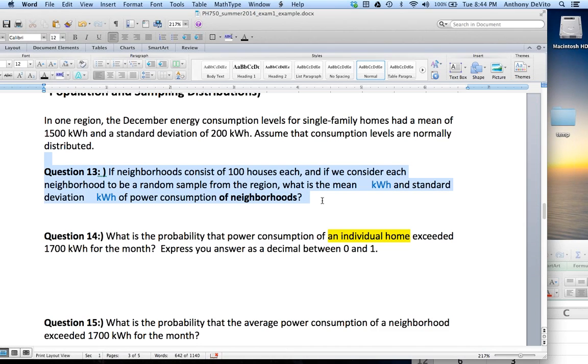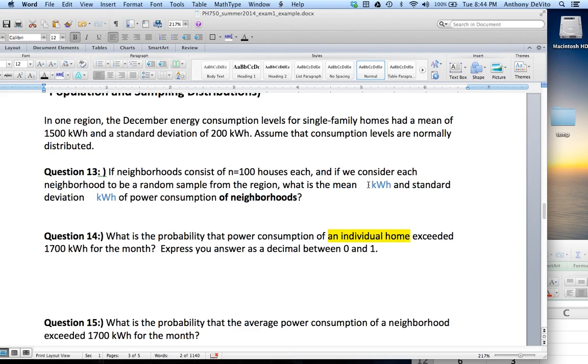So now this is a little bit tricky the way that this is worded. I'm hoping that it won't be quite as tricky as this tomorrow. But what they're saying here is the whole entire area, let's say state, has a mean of 1,500 kilowatt usage with a standard deviation of 200. If you looked at individual neighborhoods that consist of 100 houses, in other words, the sample size is 100 houses, if we consider each neighborhood to be a random sample from the region, what is the mean and standard deviation of power consumption for neighborhoods, not for the whole region, but for neighborhoods?